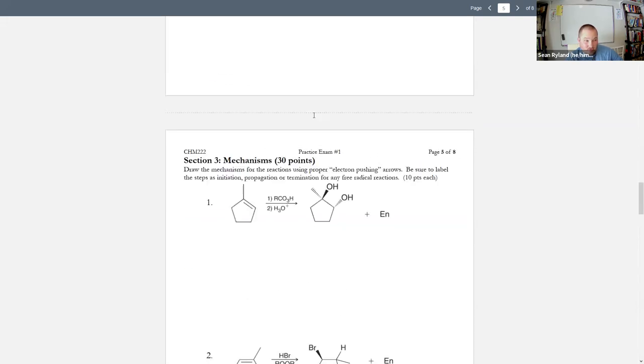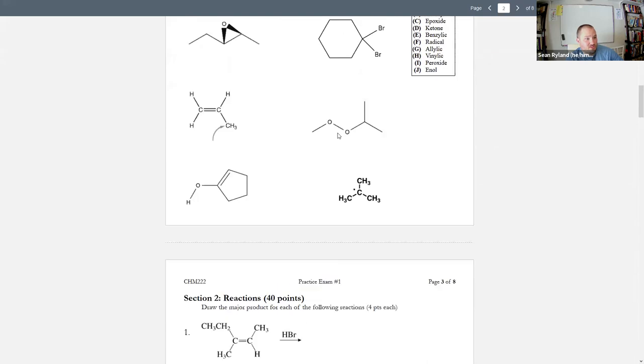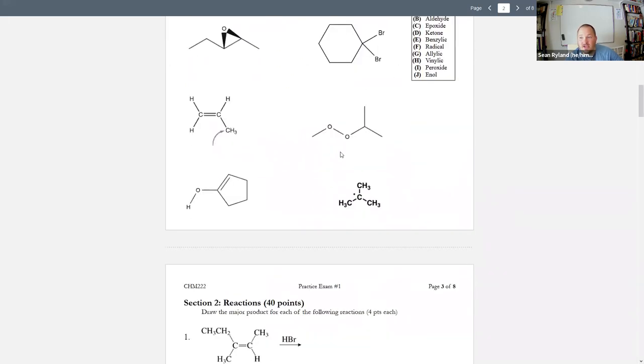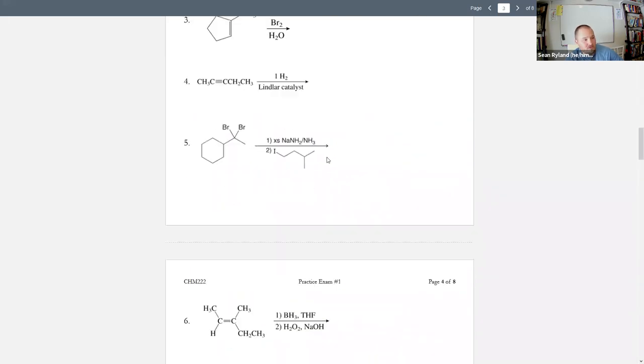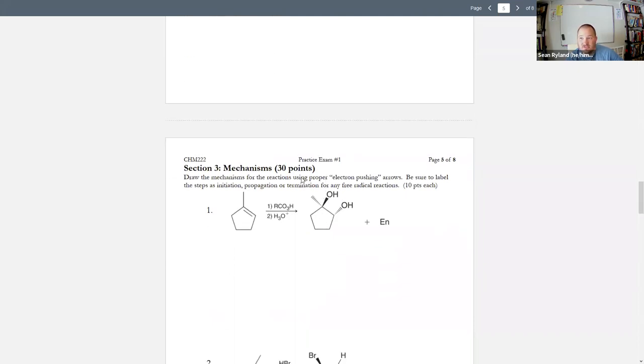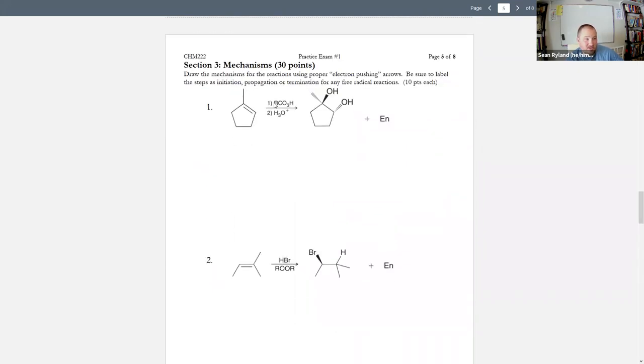Mechanisms is going to be another 30 points. So just to recap points, 20 points of nomenclature and the classification stuff, 40 points of reactions, another 30 points. So that takes us all the way up to 90 points. Another 30 points is going to be mechanisms. So again, I'm going to be pretty strict on these.